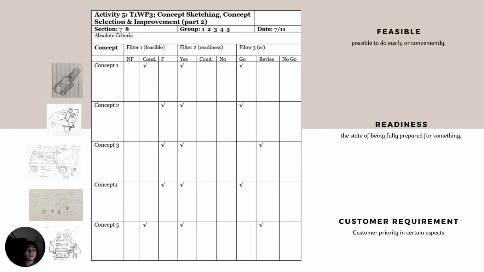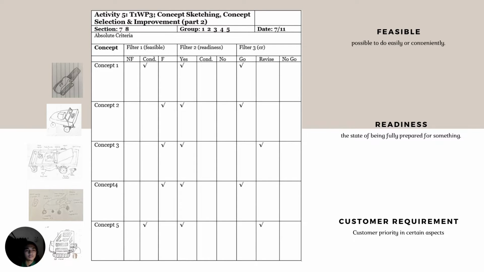Next, Concept 3 from Razi. Concept 3 is feasible, even though it has unique traits such as the body design. Concept 3 is also stated to be ready to fabricate because all the items needed are available. Concept 3 meets all the customer requirements.